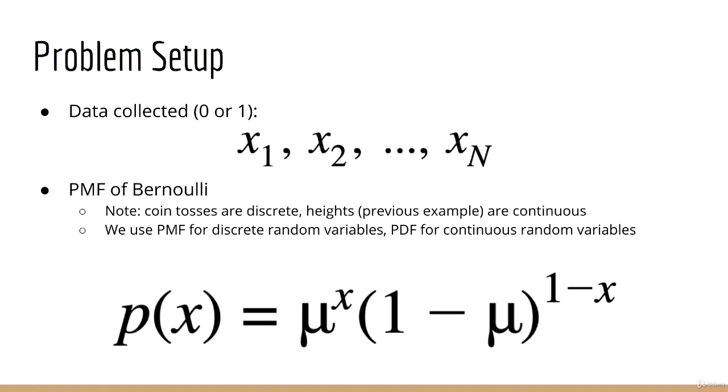Now there's one small difference between this example and the previous example on the squared error. The difference is that, for the previous example, we were working with heights, which are continuous valued. Now we are working with coin tosses, which are discrete. A coin toss can only give you 0 or 1. It can't give you, say, 0.5 or 0.9. So we know from our study of probability that for continuous distributions, we use the probability density function, but for discrete distributions, we use the probability mass function, or PMF. So this is a PMF, and it returns a probability rather than a probability density.